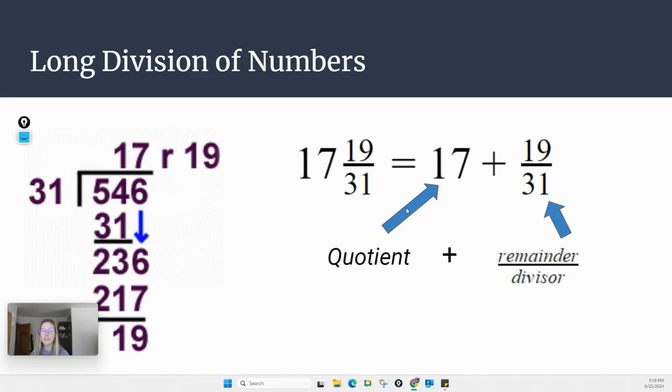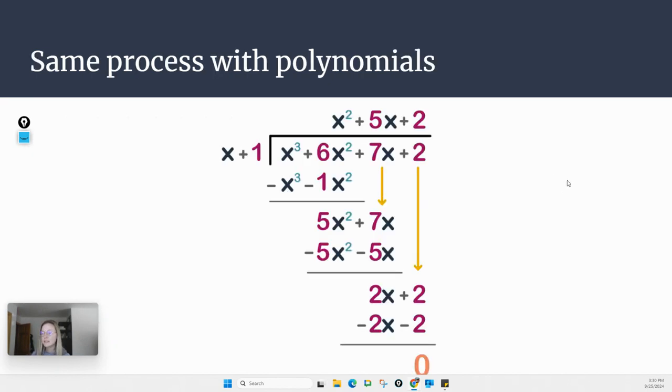So here we're going to separate out what was really being said in our fraction of 17 and 19/31. Here we have 17, and that is being added with 19/31. I just wanted to remind you what's happening between the number and the fraction. The operation there is addition. Now that is becoming really important as we go into the process with polynomials. Again, it's the exact same thing.